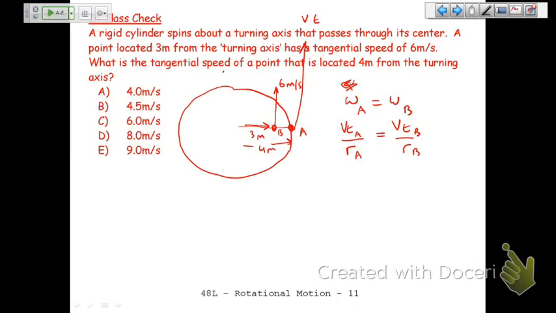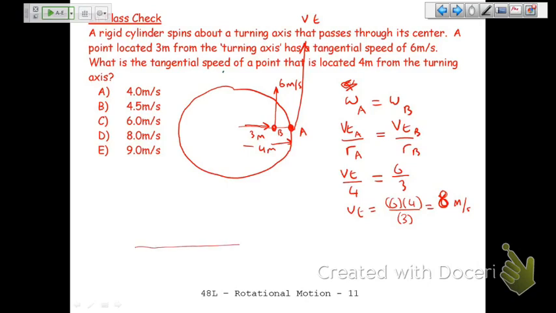So then that means that Vt over 4 is equal to 6 over 3. So Vt is equal to 6 times 4 over 3, which equals 6 meters per second. No, that's not right. 6 4s are 24, 8 meters per second. And doesn't that kind of make sense?